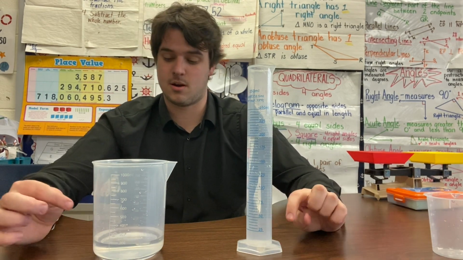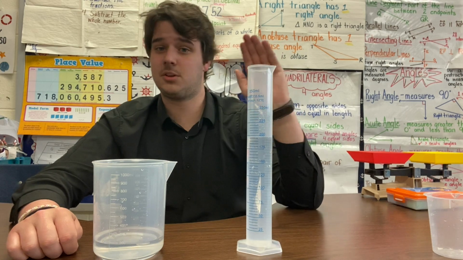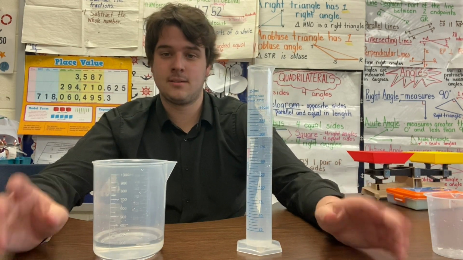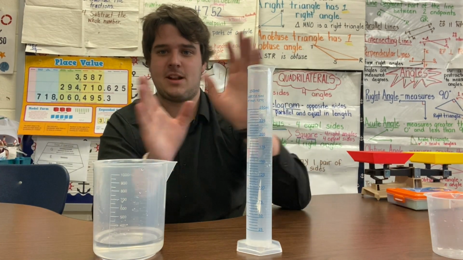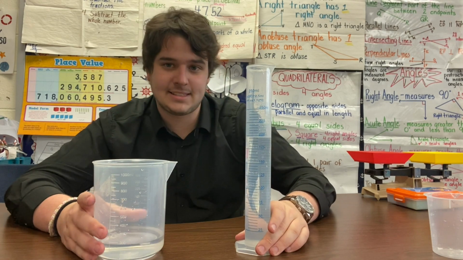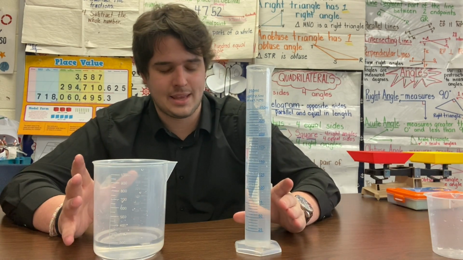200 milliliters are in both of these containers. Our graduated cylinder has 200 and our beaker has 200. Even though it looks like we have more in this container than this container, that's not true. We have the exact same amount of milliliters in both containers.